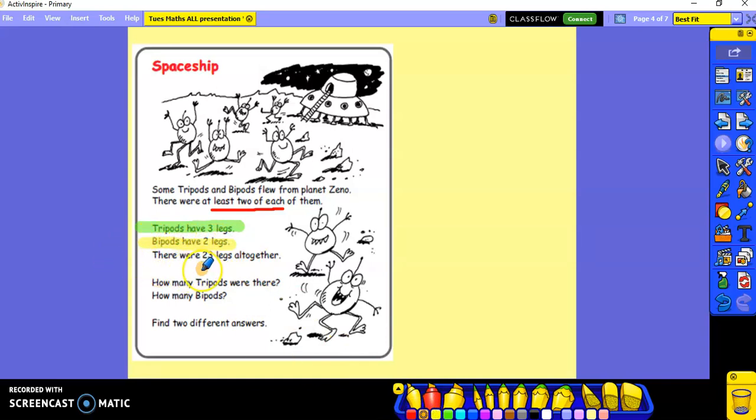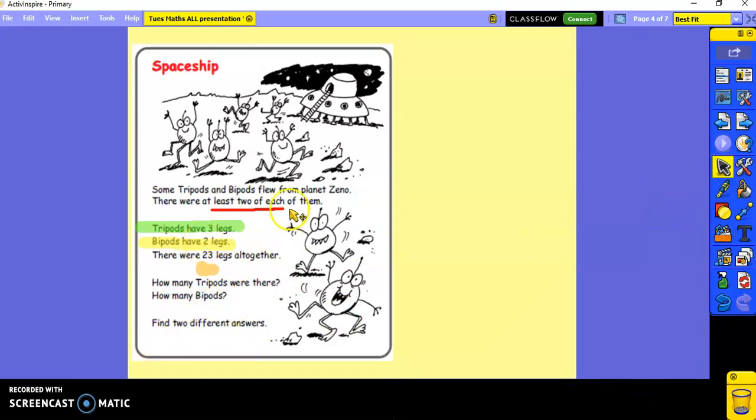There were 23 legs altogether. How many tripods were there? How many bipods were there? Find 2 different answers. So we're going to need to work out how many 2-legged aliens there were and how many 3-legged aliens there were. And they have to add up to 23, but remember you have to have at least 2 of each one, okay?